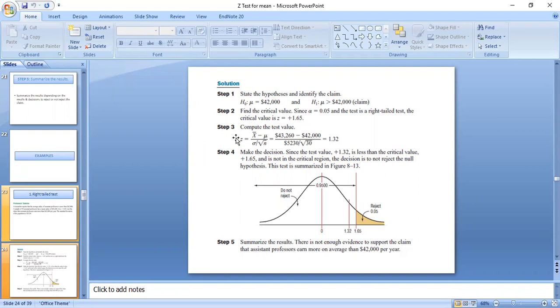The third step is to compute the test value. We put the values in the formula of the Z test, and the result is 1.32. Now the fourth step is to make the decision. Since the test value plus 1.32 is less than the critical value of 1.65 and is not in the critical region, the decision is to not reject the null hypothesis. It is also shown in the figure: our calculated Z value is 1.32 and it is not beyond the Z line, so our null hypothesis will not be rejected.